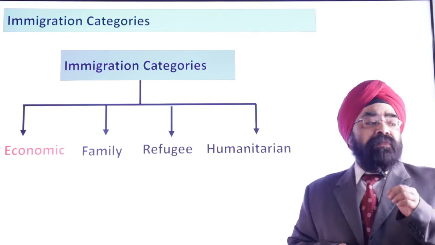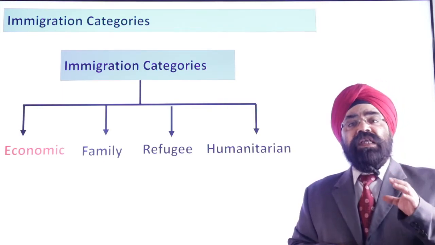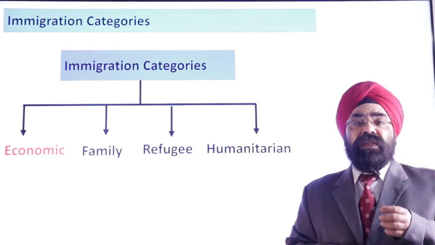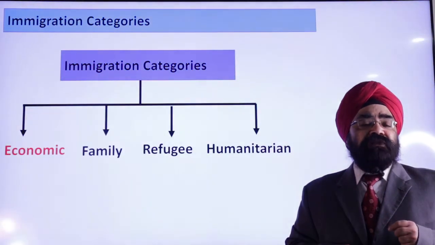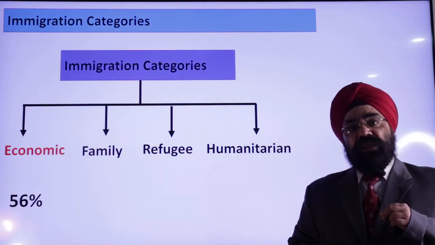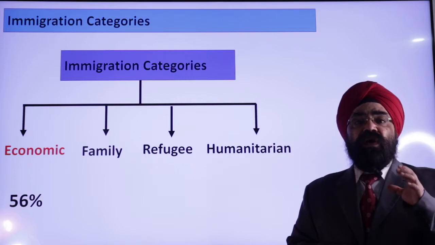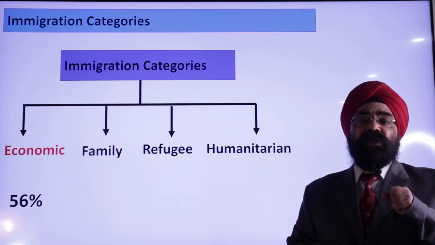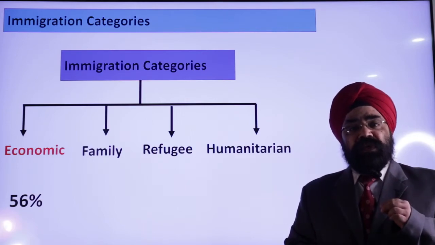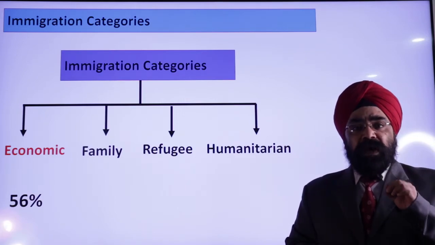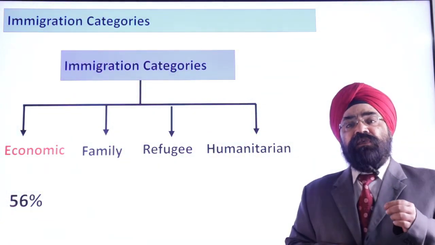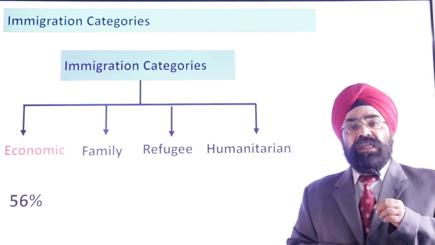Now I am taking up in this video only the economic category and the changes which happened in it. The reason I am taking this first is that it makes up 56% of the immigration. So a huge chunk comes from the economic category, about 56% of it. That's why I am taking this as part 1. In part 2, I will take family reunification and the refugee and humanitarian classes.